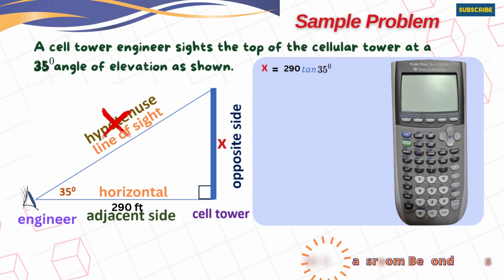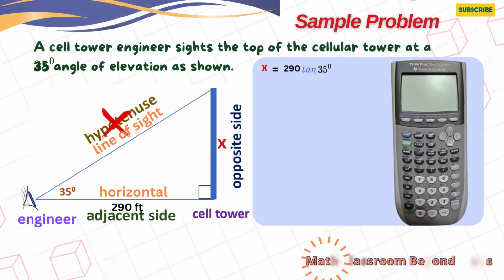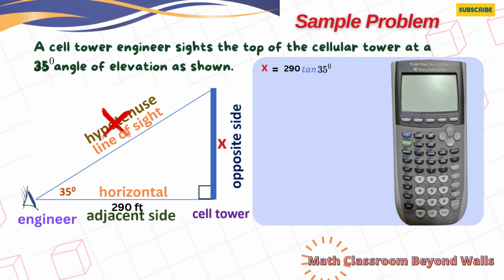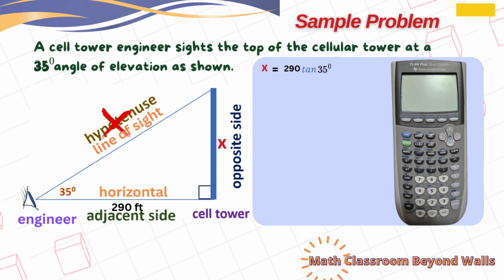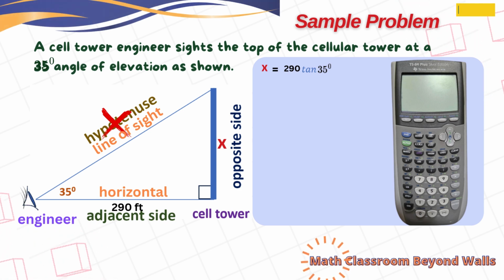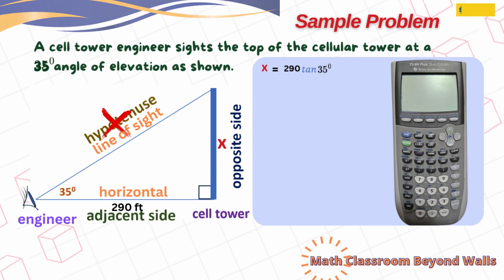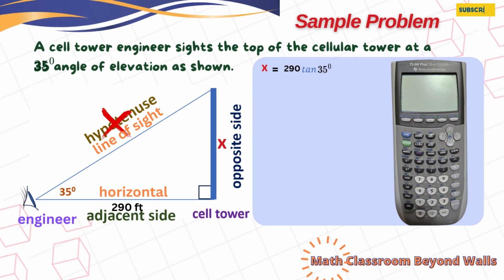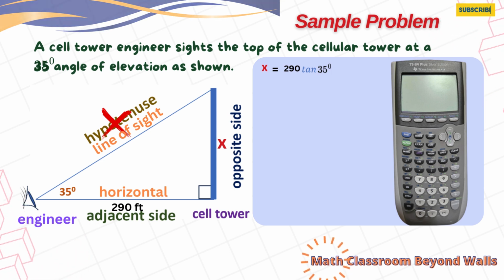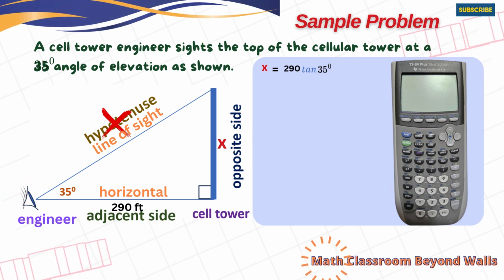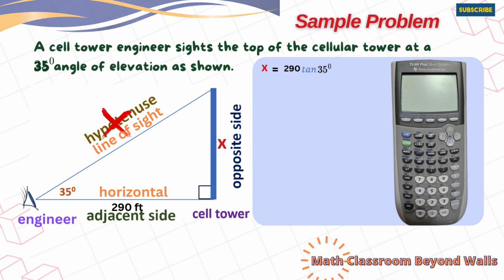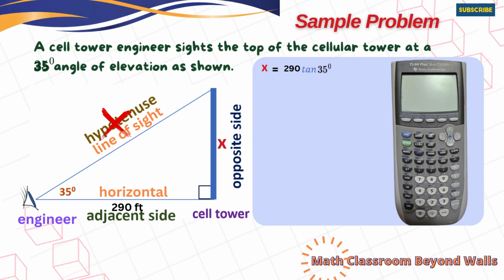Always set your calculator to degree mode before using it. You can use the calculator on your cell phone or a TI-84 calculator. Let us use a TI-84 calculator. After turning the calculator on, set the mode to degree. This is how to do it.